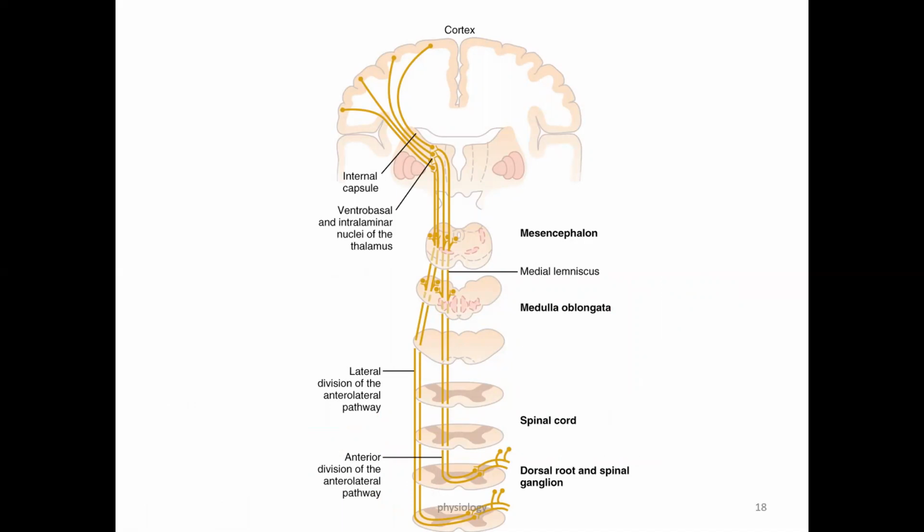Again, the same. Dorsal root ganglion, cross, dorsal root ganglion, cross. From here only the second order neuron starts, and then enters the reticular group of nuclei or thalamus or ventrobasal and interlaminar nuclei of thalamus.